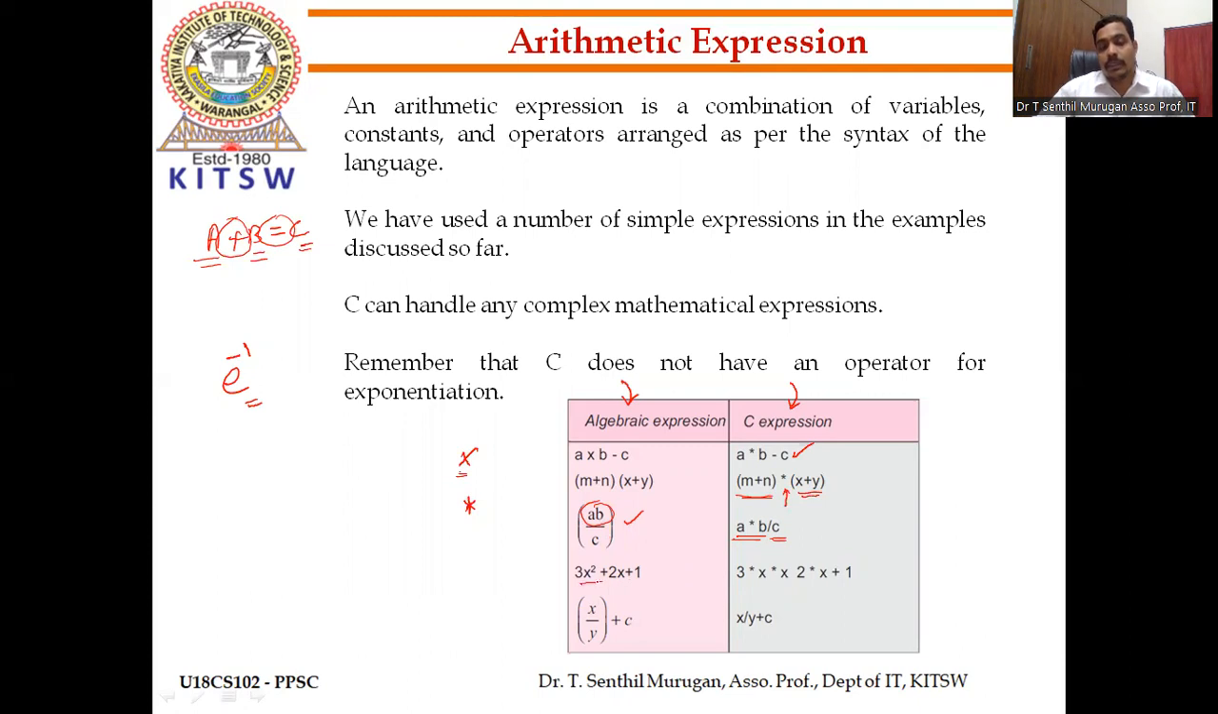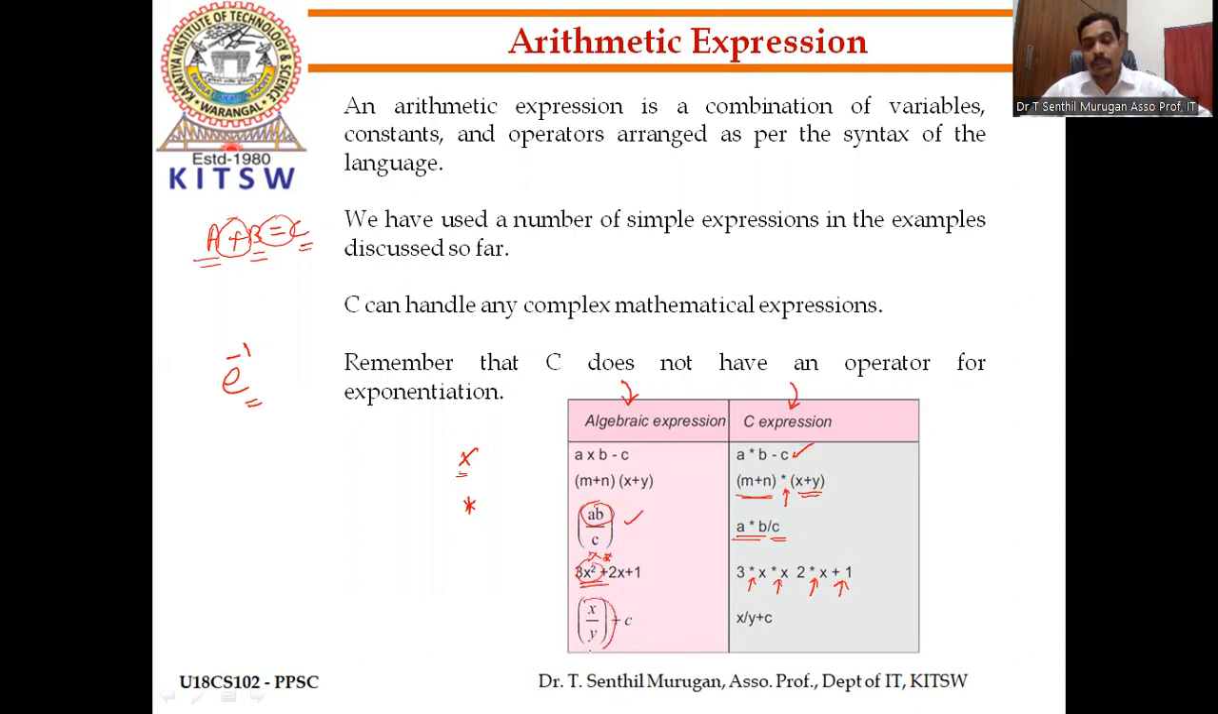For example, here you see 3x square plus 2x plus 1. How can we write it? x square means x into x, x multiplied with x. 2 into x means 2, multiplication symbol, x should be there. Wherever we need an operator, we have to use it properly. Then only will the expression give the proper answer.